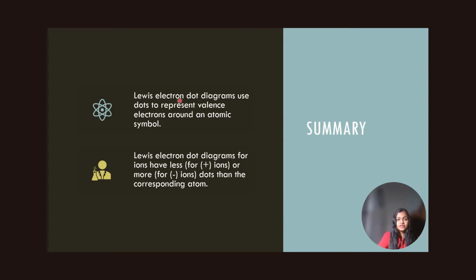Well, this is a gist of what we have learned. Lewis dot diagrams are used to represent valence electrons around an atomic symbol. And when you draw a Lewis dot diagram for a cation, you see the number of dots around a cation is less in comparison to when an anion is formed. So that's what it's about. Moving on to the next part now.